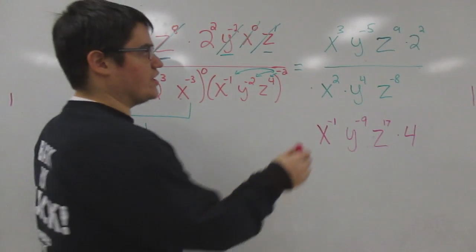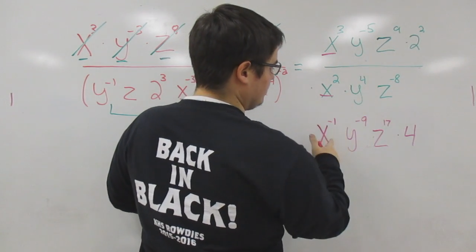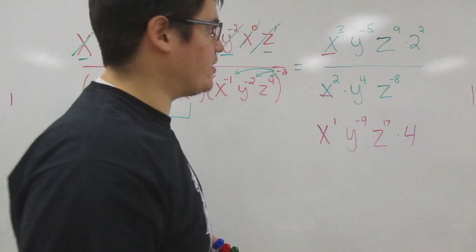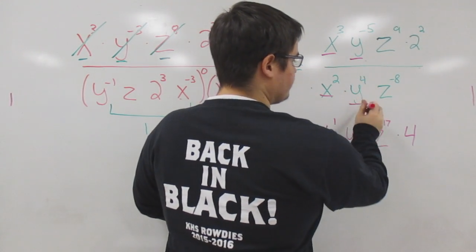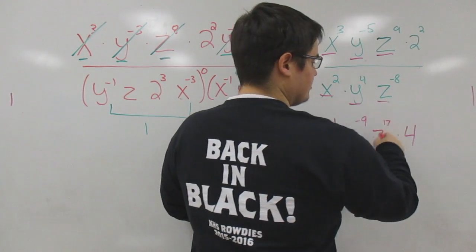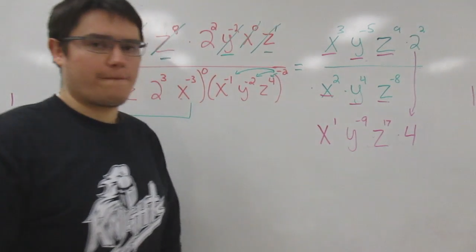Okay? So I combine my x's to get this. I don't know why there's a negative there. 3 minus 2 is just 1. Good catch, Mr. Pons. Combine my y's to give me that. Combine my z's to give me this. And then 2 squared is just 4.